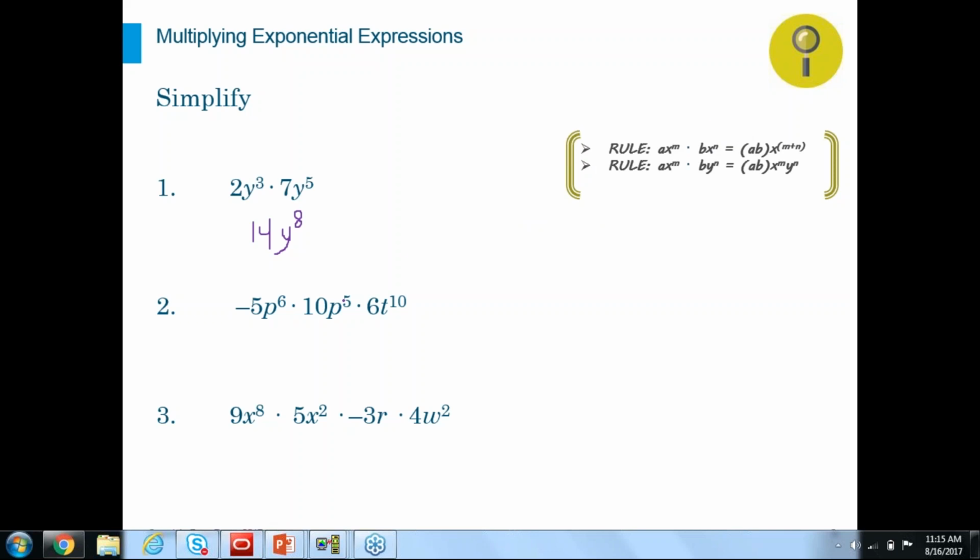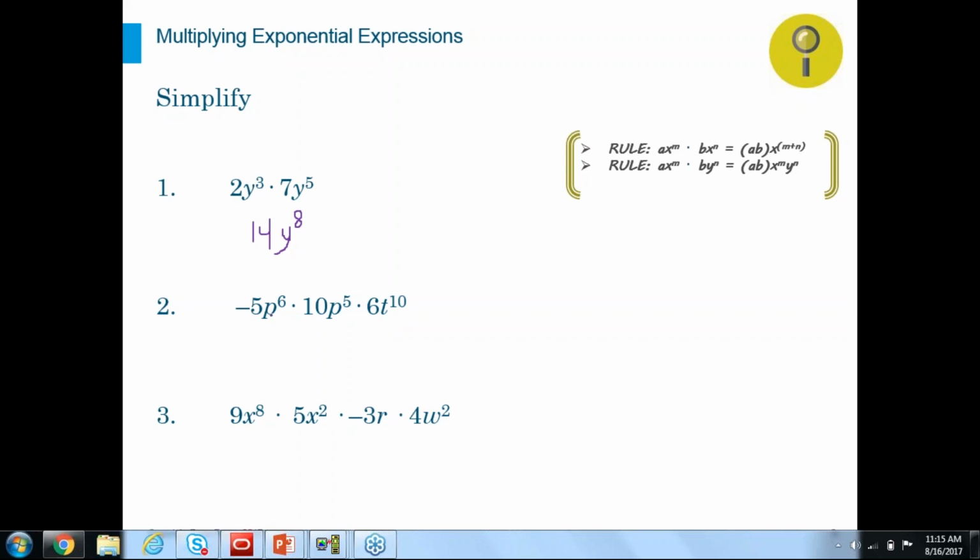Okay, question 2, multiply negative 5p to the 6th power times 10p to the 5th power times 6t to the 10th power. Now I have two different variables in my question. I have p's and I have a t. What should I do? Well, the rule says if you have the same variable, add the power. If you have different variables, you're just going to keep the same thing, just combine them in your answer. I'm going to show you how.